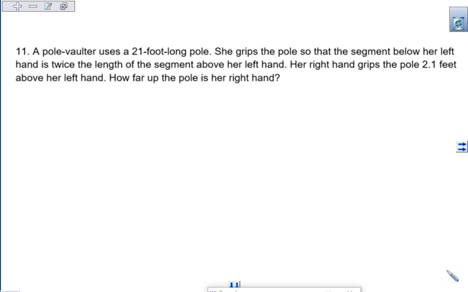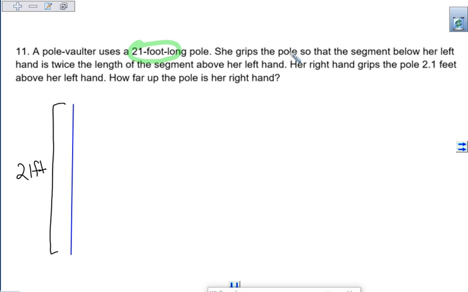Number 11, a pole vaulter uses a 21-foot long pole. So there's the line segment. We know it is 21 feet long. She grips the pole so that the segment below her left hand is twice as long as the segment above her left hand. So she has her left hand, and the segment below her left hand is twice the length of the segment above it.